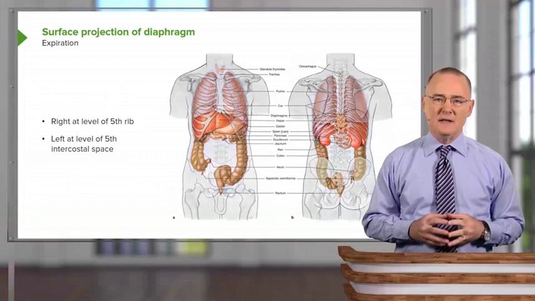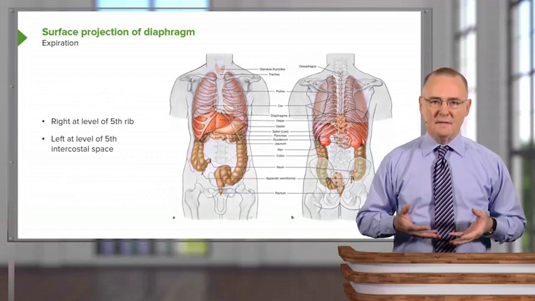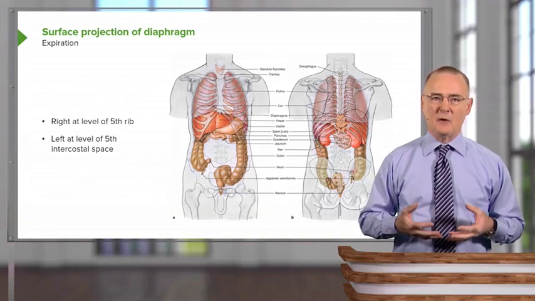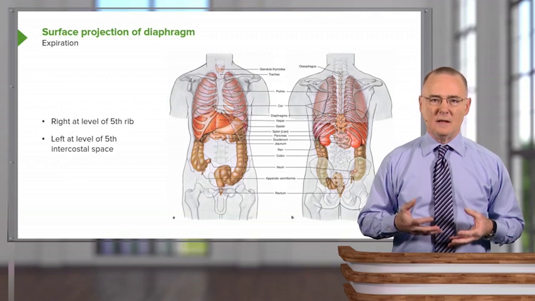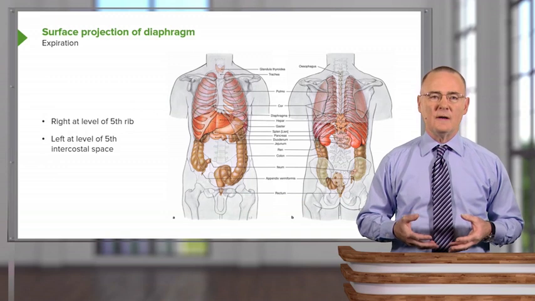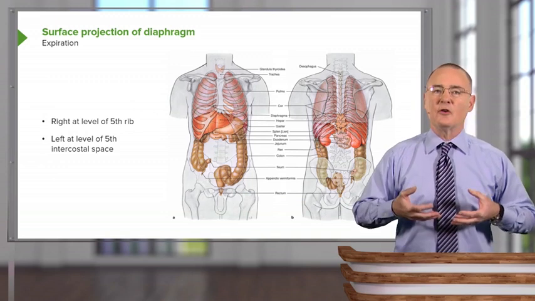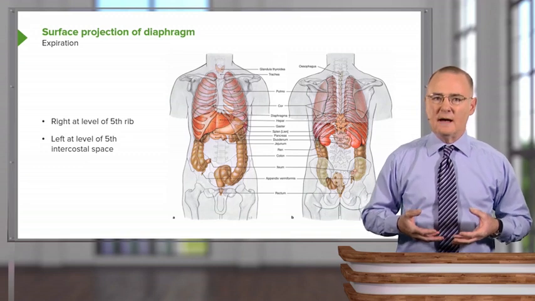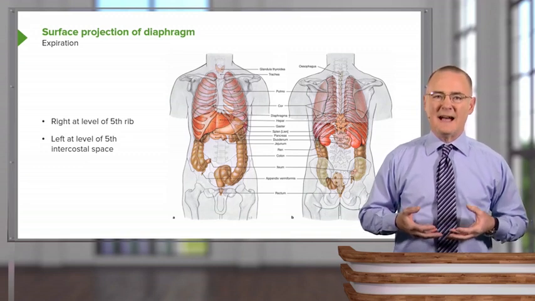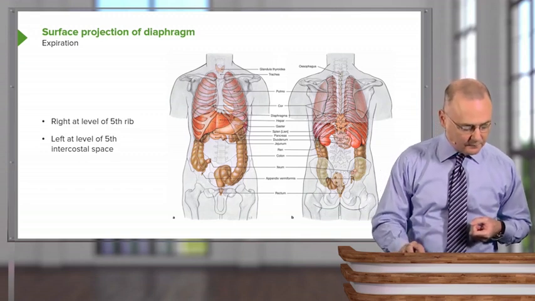This slide depicts the surface projections of the diaphragm. This is seen following normal expiration, and certainly the vigorous nature of respiratory movements could alter the ascension of the diaphragm. So if we had a more forceful expiration, then the diaphragm would be at yet higher levels, and I'm going to depict here for you.